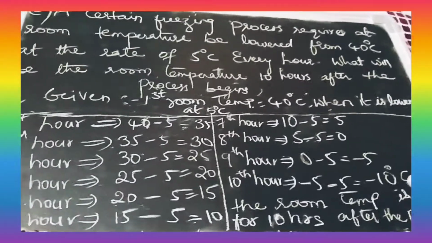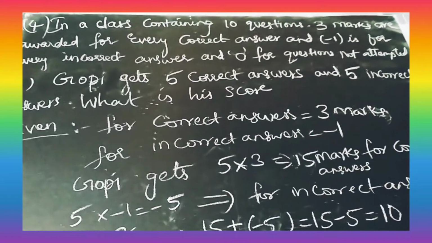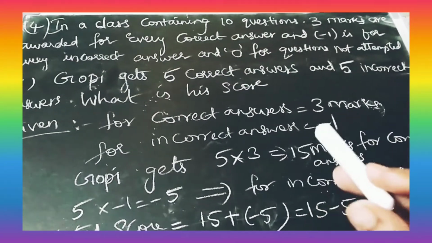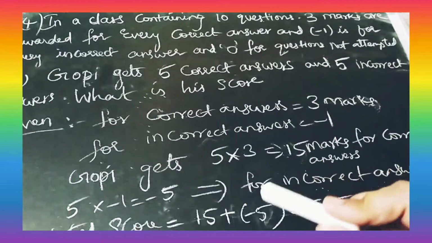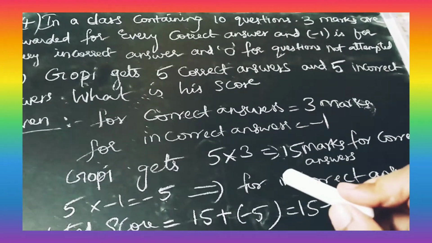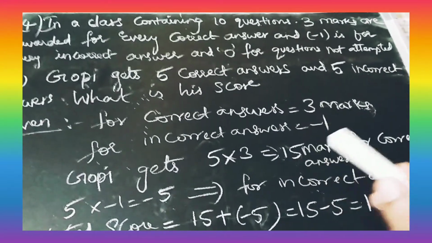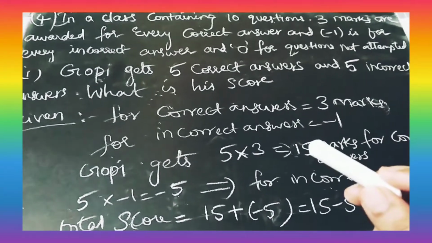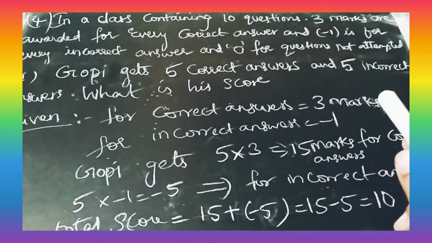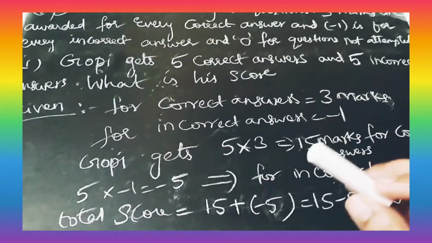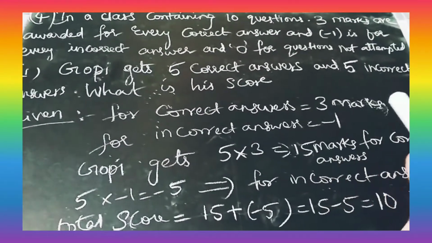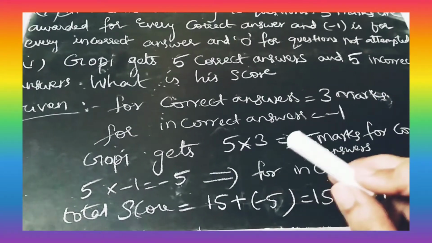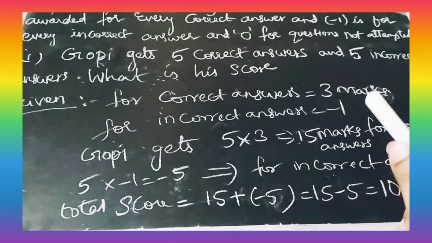Okay, the fourth question. What is the fourth question? In a class containing 10 questions, 3 marks are awarded for every correct answer. So 10 questions are given to the class. 3 marks are awarded for every correct answer and minus 1 for an incorrect answer, and 0 for questions not attempted. So one student is there named Gopi. Gopi gets 5 correct answers and 5 incorrect answers. What is his score? So what is given here? For a correct answer 3 marks, for an incorrect answer minus 1.